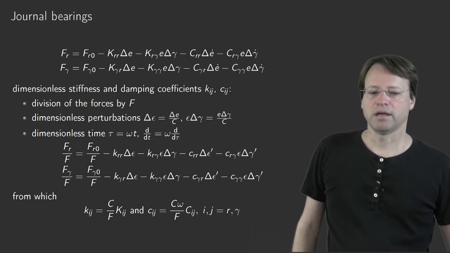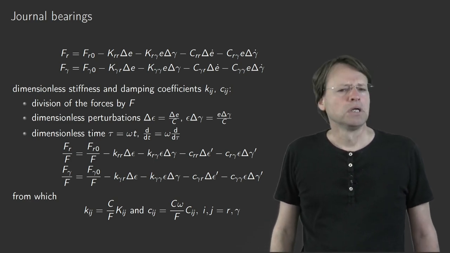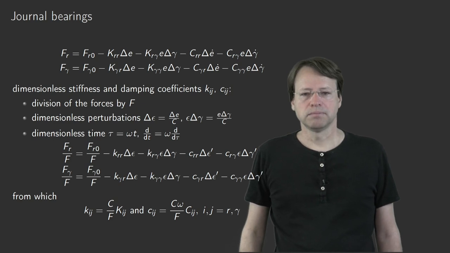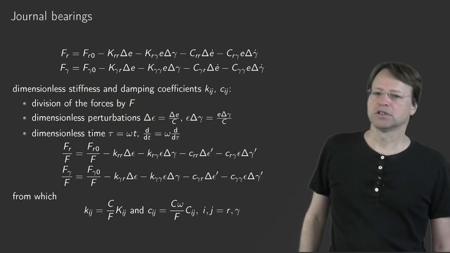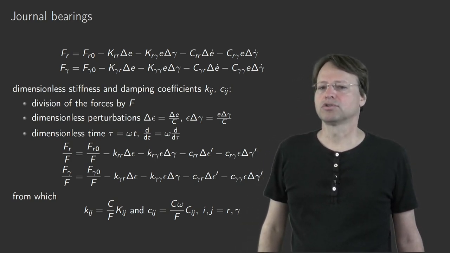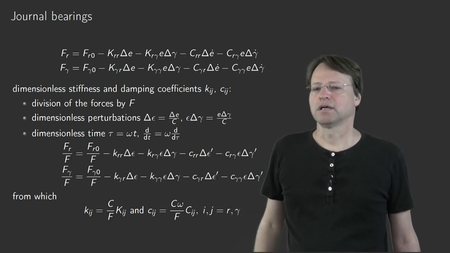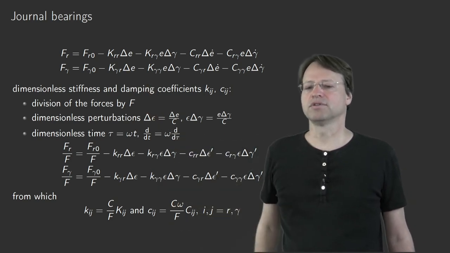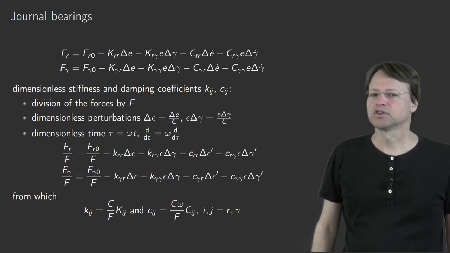Well, and now we have to compute them, right? Sounds easy. We just take Fr and F gamma that we obtained. We take our equilibrium position and we compute these derivatives we have seen that are the basis of these stiffness coefficients. Would that be the correct way to do this?